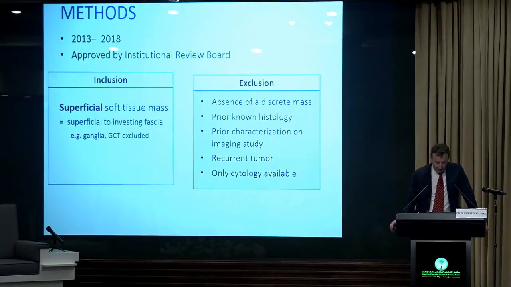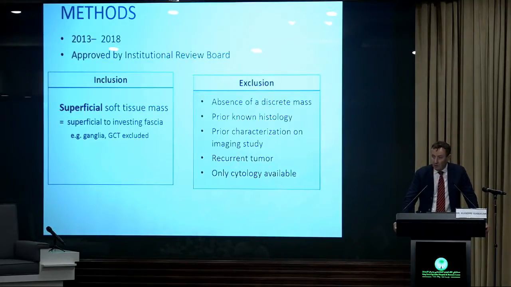The study was conducted over a 5-year period, and superficial soft tissue masses were those defined as superficial to the investing fascia. So we excluded all lesions deep to the investing fascia, like ganglia or giant cell tumors of tendon sheath, etc. Other exclusion criteria were the absence of a discrete mass, or any known prior histology, in other words, if the patient had undergone a previous biopsy, or if there was a recurrence of a mass at the site of previous excision, then those patients were excluded.